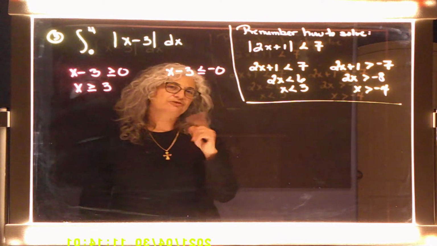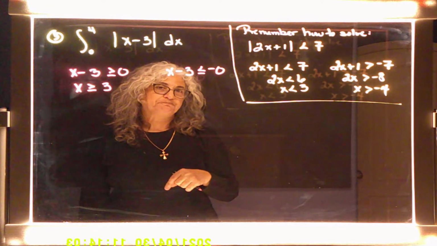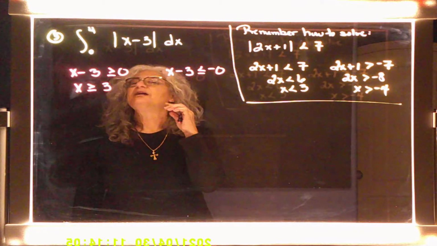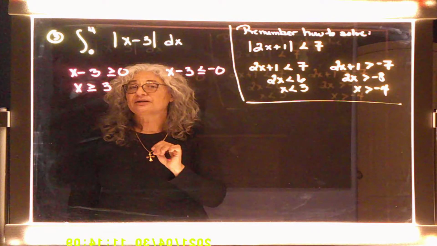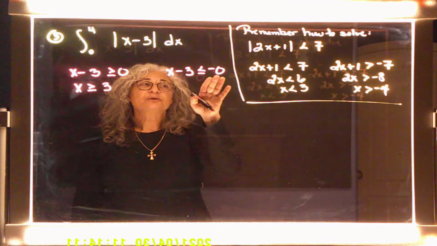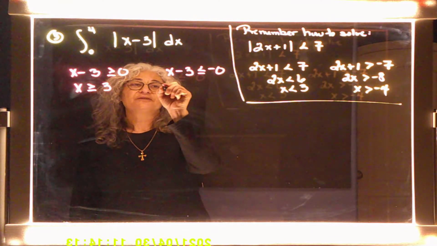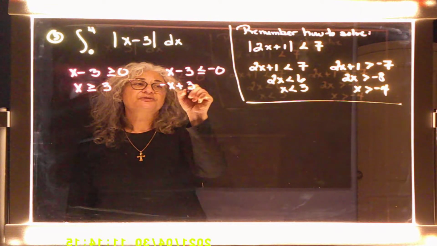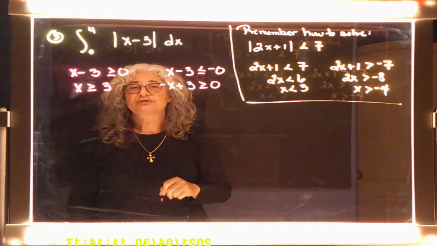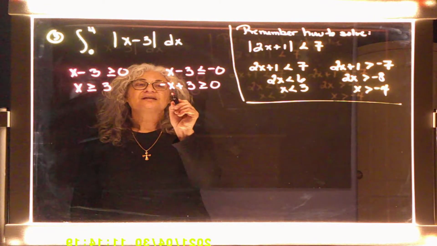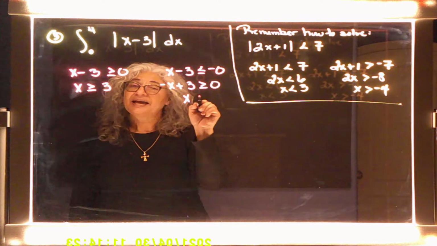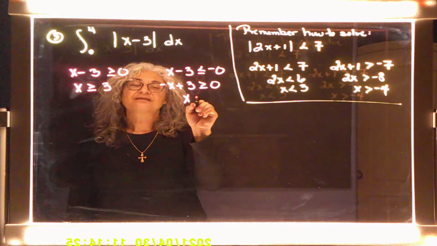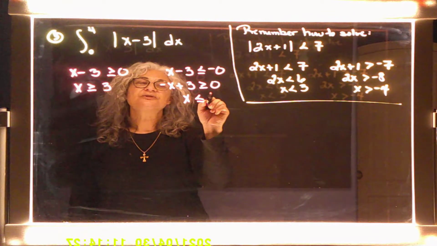This negative 0 doesn't make sense, does it? Okay, so I'm going to bring this negative sign back over so it makes more sense. So I'm going to multiply both sides by a negative. So I end up with negative x plus 3 is greater than or equal to 0, don't I? Which, when I solve, will give me x is less than or equal to 3.